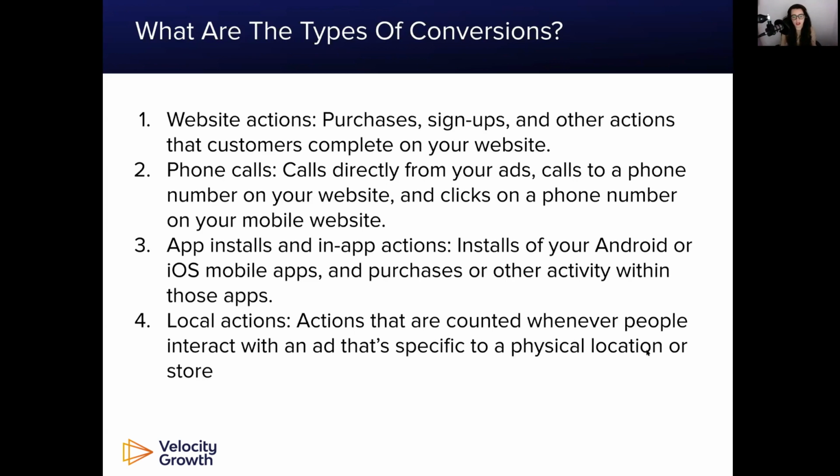And then you can also look at local actions. So actions that are counted whenever people interact with an ad that's specific to a physical location or store. So these are some of the types of conversions that you can look at. Probably the most popular are you're going to either have app installs and phone calls, or web actions and phone calls. So you can look at mix and matching these as well, depending on your business. Some businesses would have all four of these. They have a website, they have an app, they have a phone number, and they have local actions to look at as well. You're not stuck to just one type. You can layer these according to your needs.